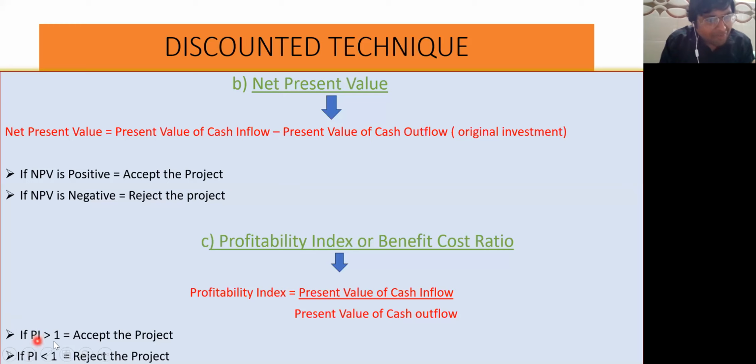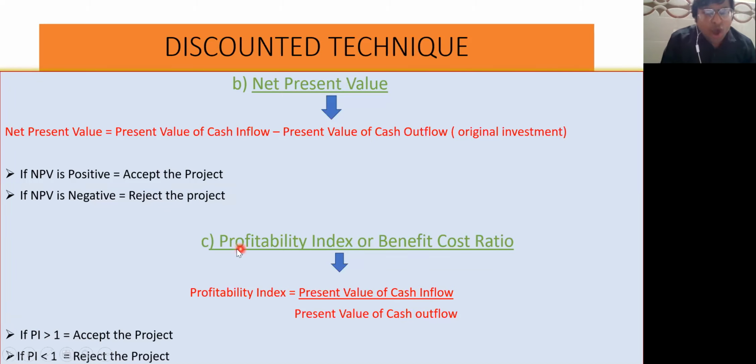If PI, profitability index, is greater than 1, like present value of cash inflow is 10 lakhs and outflow is 8 lakhs, if you divide, it will be greater than 1. So if PI is greater than 1, then accept the project. But if PI is less than 1, then you have to reject the project. Like if present value of cash inflow is 10 lakhs and outflow is 12 lakhs, the answer will be 0 point something, less than 1. So you have to reject the project.